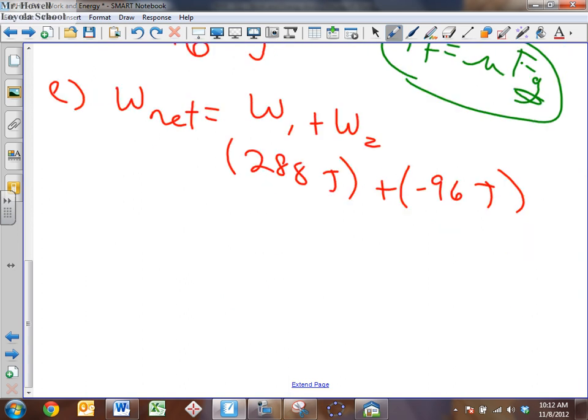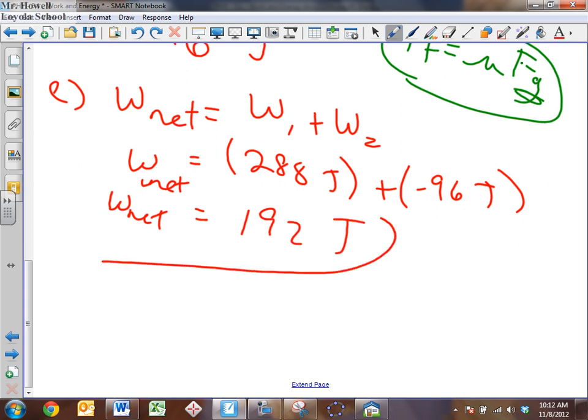Adding those two values, 192 what? And is it positive or negative? If there is a positive amount of work done, it means that the student pushing overcame the force of friction. Again, the student's work is more than the work done by friction, so the object will move to the right. It will move, which we know it did.